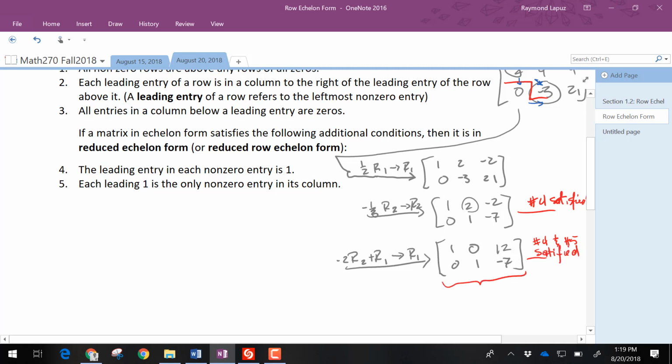So now we must be in reduced row echelon form. Yes?